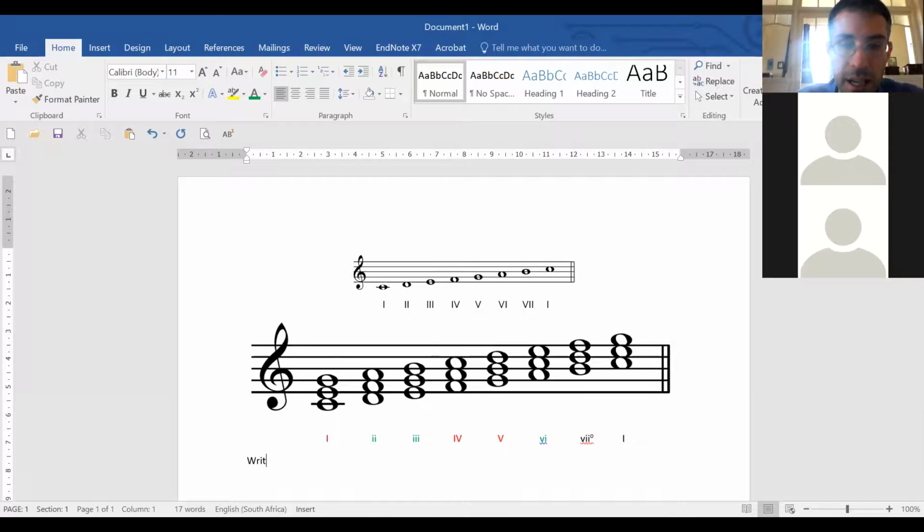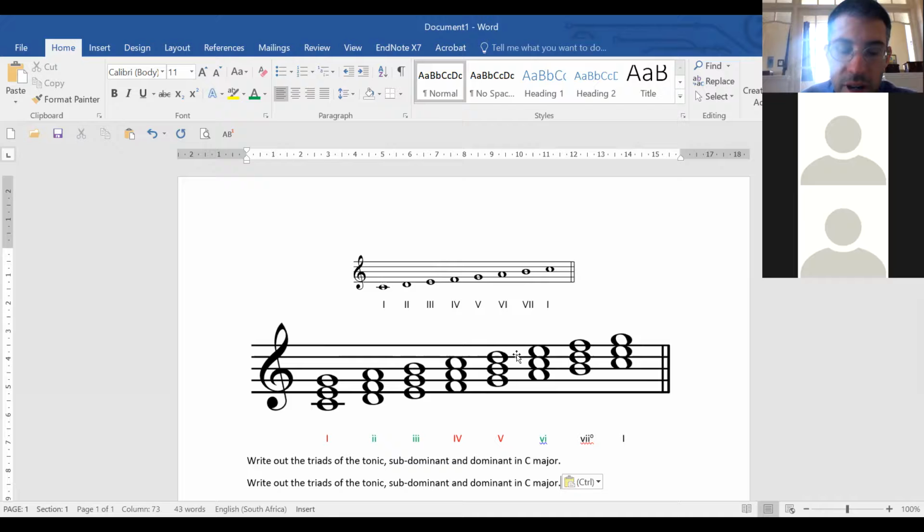If the question said, write out the triads of the tonic, subdominant, and dominant in C major, we would write out this one, and this one. If the question said, write out the triads of the tonic, subdominant, and dominant in root position in C major, we would also write out exactly the same. This one, and this one.